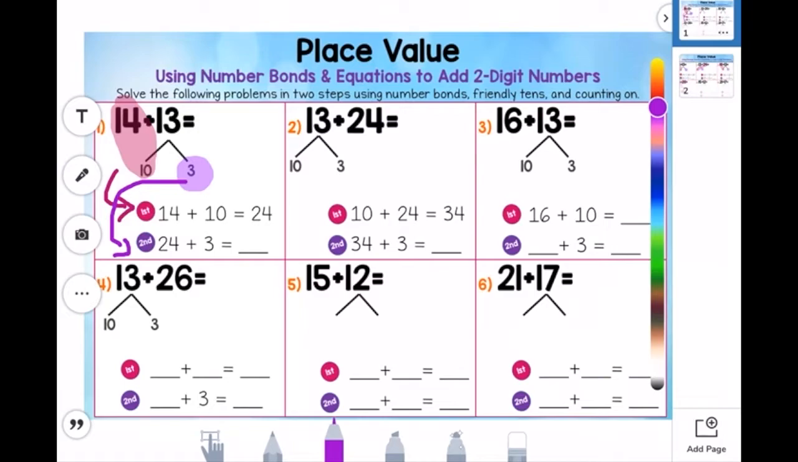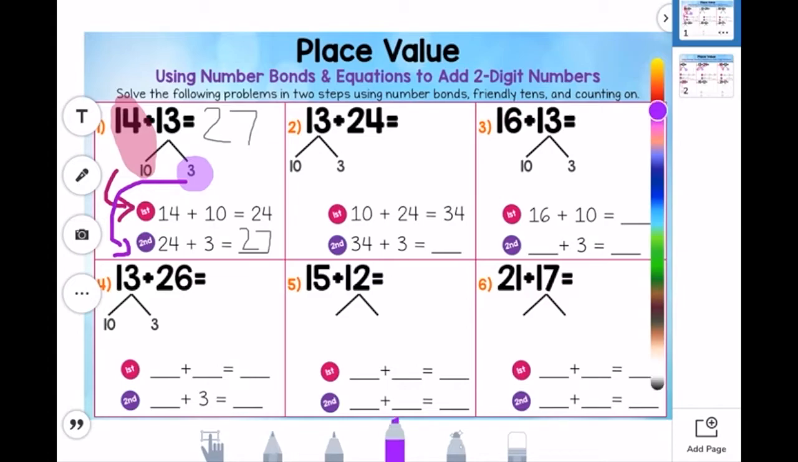24 was our answer from number 1, and so that got put into equation number 2. And in the second step, it says 24 plus 3, because the 3 is the little leftover part. So if you think about that, you can just count up: 24, 25, 26, 27. That's your answer. I also want to make sure I go back to the top and I write my answer next to this equation as well, so that I solve the problem here.